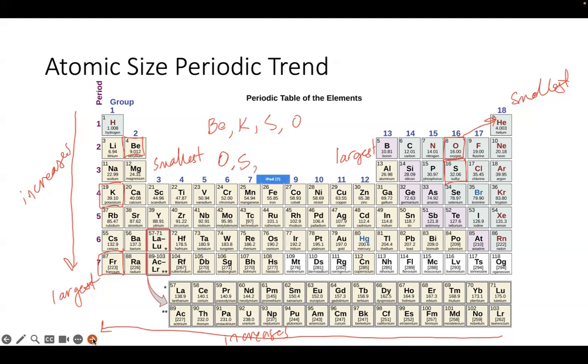And then we come over here, beryllium would be the next. Now we're looking at the largest, which is going to be closest to this francium. So beryllium is going to be second largest and potassium is going to be the largest. So if I were to list them, that's how I would list them. If the question asked what's the smallest, I would say oxygen. If the question asked what's the largest, I would say potassium.